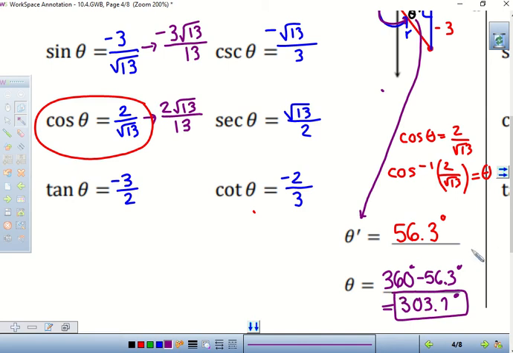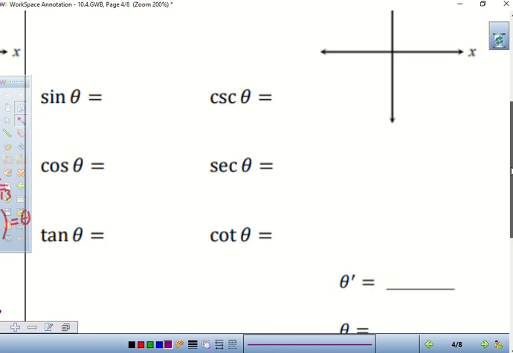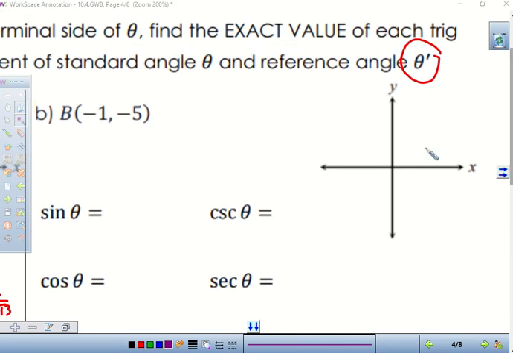303.7. So is everybody good with how we got that? And like I said, it's more of an intuitive thing to find it every time. So now we're going to move on to the next one. We're going to plot our point.